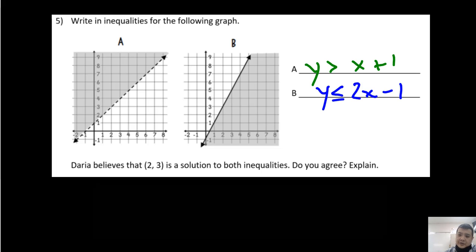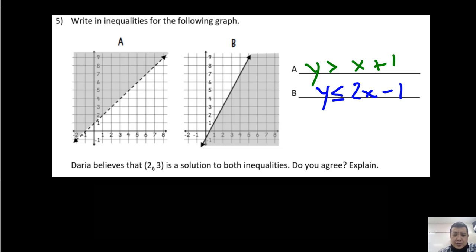What you should have found is that the first one is y is greater than x plus 1, because it's the dotted line, and also we're shading above here. Above means that y is greater than. Then this one's shading underneath, so there's going to be y is less than or equal to 2x minus 1.